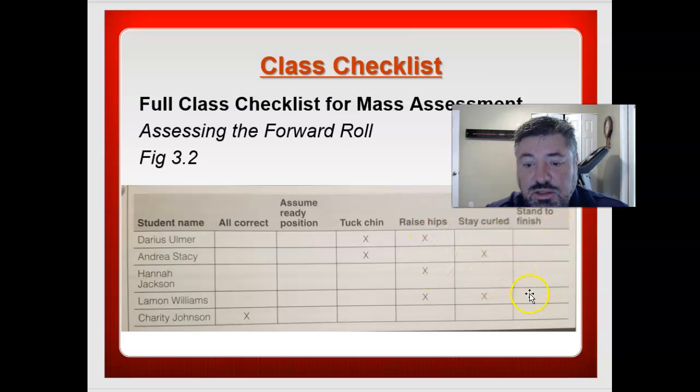All right. So you'll check what the students do correctly. You'll have blanks where they don't. Sometimes this is over on the right, but it's good to have all correct so you know who is the expert performer. All right. So that is a full class checklist for a mass assessment.